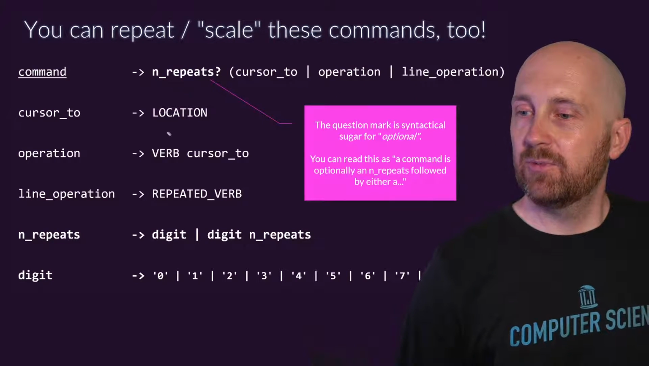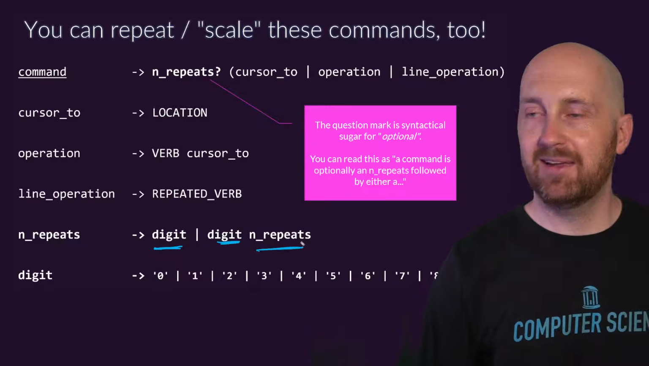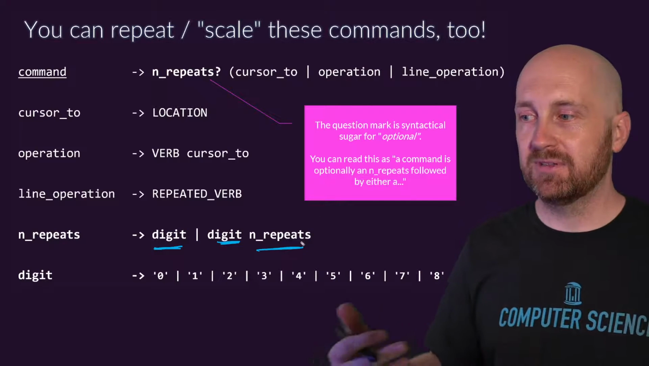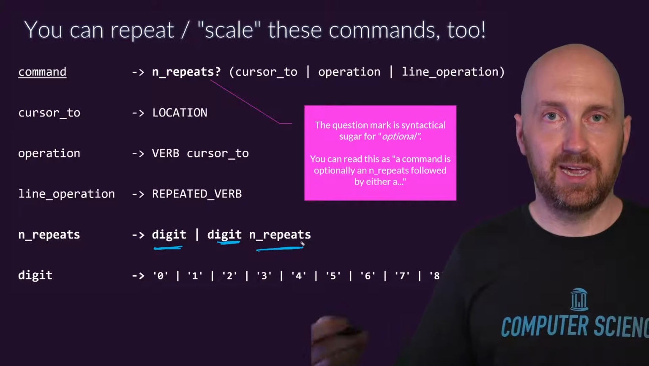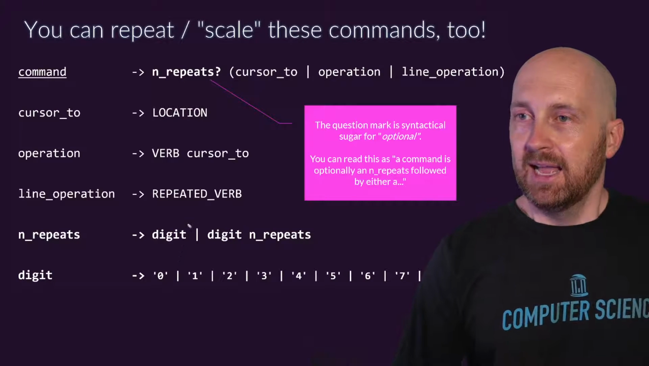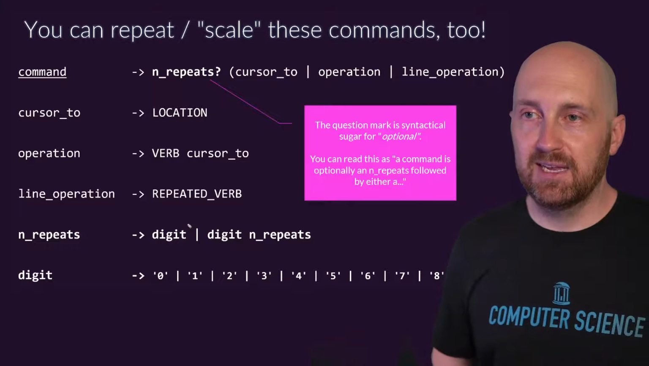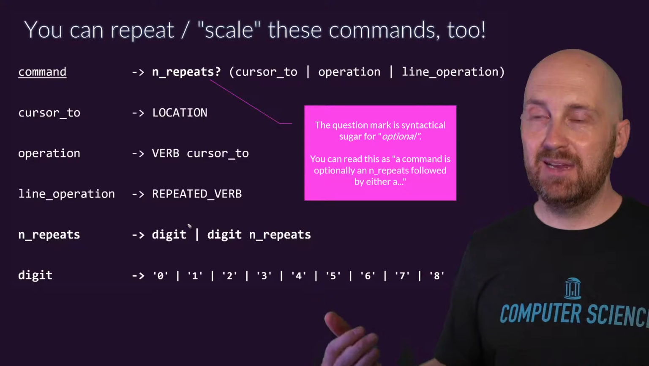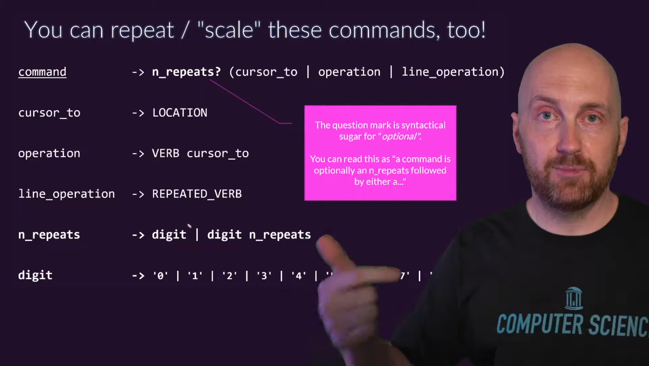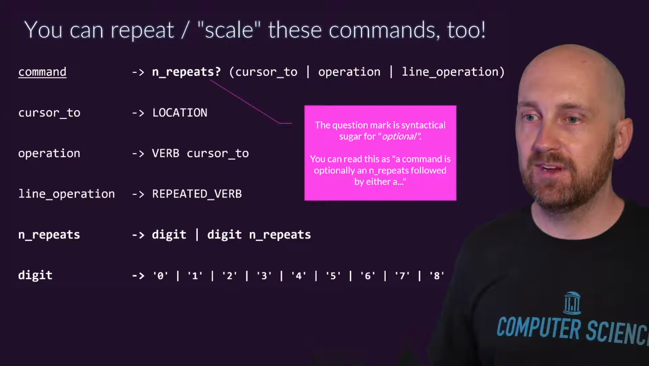So what is n repeats? Well, we define this as either a digit or a digit followed by more n repeats. This is a recursive definition that says we can build up numbers in this way out of digits, right? So we can have many digits in a row. Once Vim incorporated this idea, it means we can have the same command repeated as many times as we specify in some number. We can use a number of times for that same operation or command to be carried out. All right, so let's take a look at this.